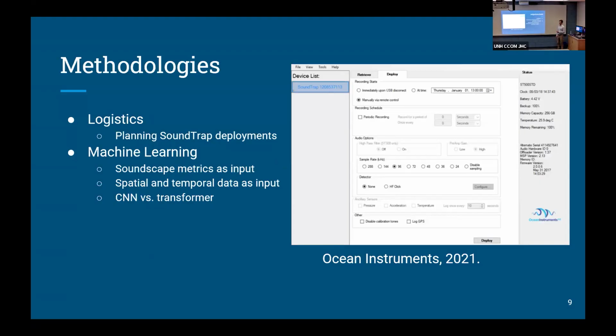Methodologies. Some of the logistics was mainly planning the deployments, which required making the right parameters for the deployments, so having a sampling rate, and deciding if it was going to be a continuous recording or on and off for different periods of time. The machine learning, again, used the soundscape metrics as the input along with spatial and temporal data, using both the CNN and transformer, which both had roughly the same architecture layers, with the difference being the convolution in the CNN and the attention mechanism of the transformer. But otherwise, they were roughly the same thing.